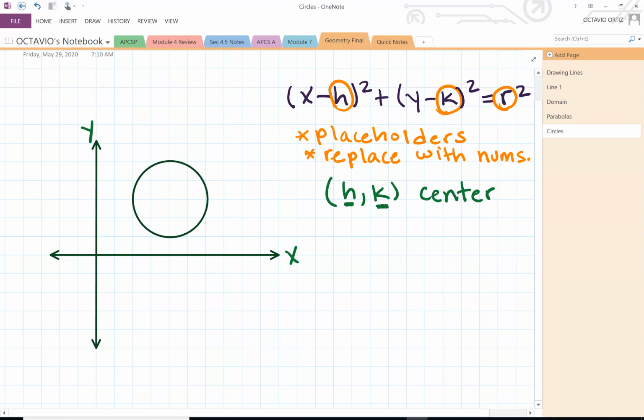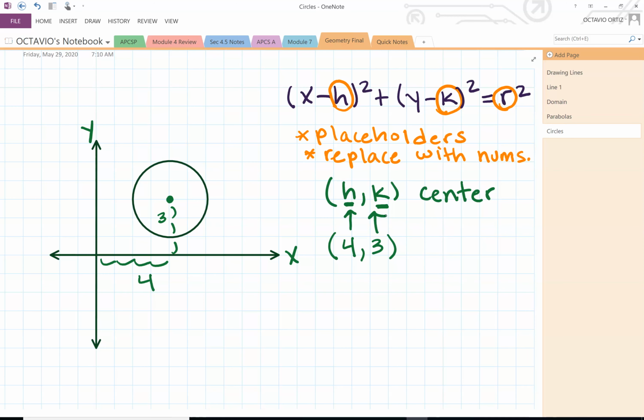And so if I look at the circle that I've drawn, the center is right there. And so h would be 1, 2, 3, 4 to the right, and k would be 1, 2, 3 up. And so the center of this circle is 4 units to the right, 3 units up. And that is what h and k are. So we're going to replace h and k with 4 and 3.